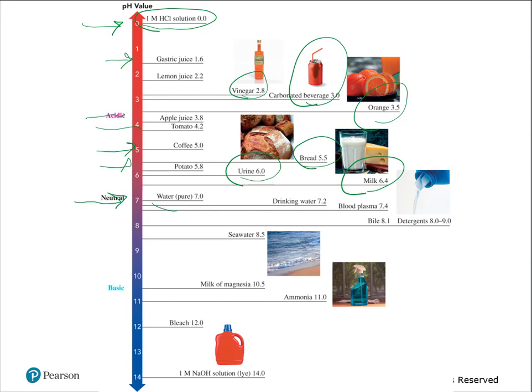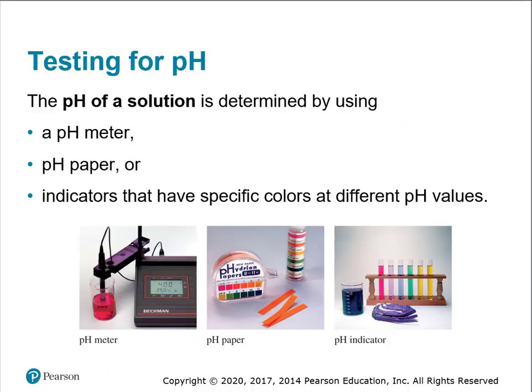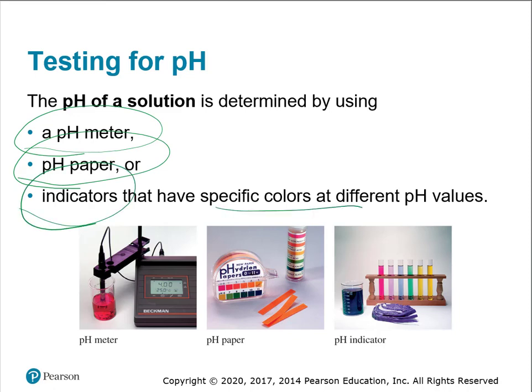Then we have neutral is 7, pure water. Drinking water is at 7.2. Our blood plasma is at 7.4. Bile, detergents, seawater are all basic. Milk of magnesia is at a 10.5. Ammonia, common household glass cleaner, bleach, and at 14 we have 1 molar sodium hydroxide solution. How do we test for pH? Well, the pH is determined by using either a pH meter, pH paper, or indicators that have specific colors at different pH values.